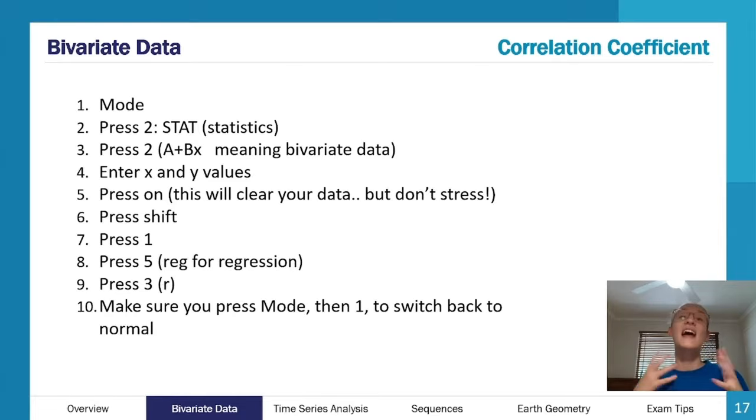So this here, again, slides available to download. I definitely recommend you taking a photo or downloading the slides or jotting this down or giving it a try now on your calculator so you can have a practice of it. But yeah, this is how to calculate a correlation coefficient using your scientific calculator.